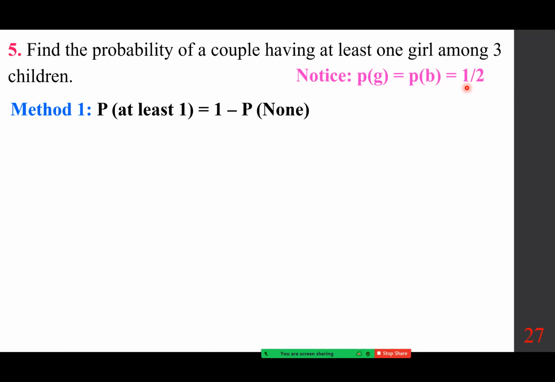So it will be 1 minus the probability of no girls. Remember, the probability of boys would be 1/2. So 1 minus 1/2 to the 3rd power. This means all boys. The probability of one boy is 1/2. The second one, 1/2 times 1/2. The third one, 1/2 times 1/2 times 1/2, or 1/2 to the 3rd power, which is 1/8. So 1 minus 1/8.